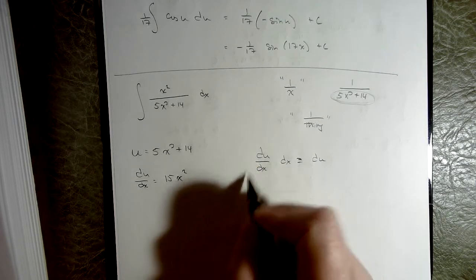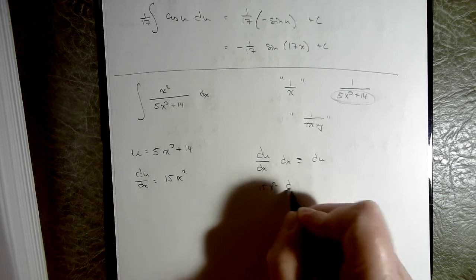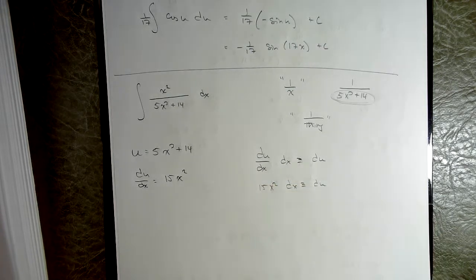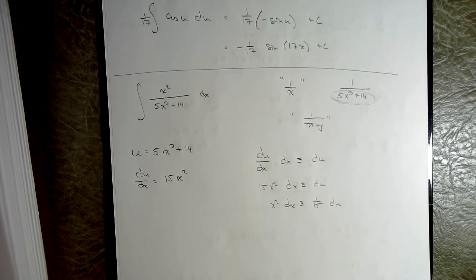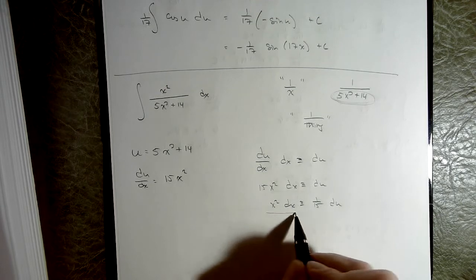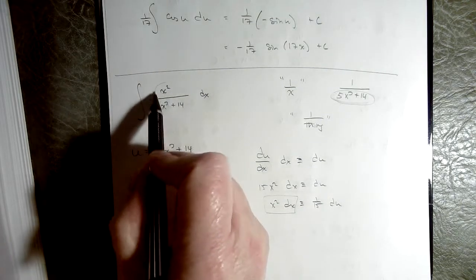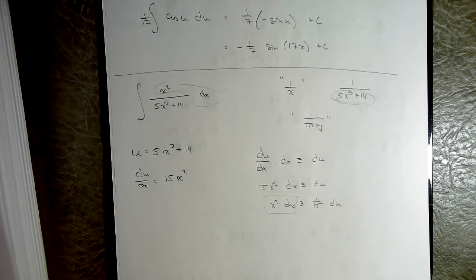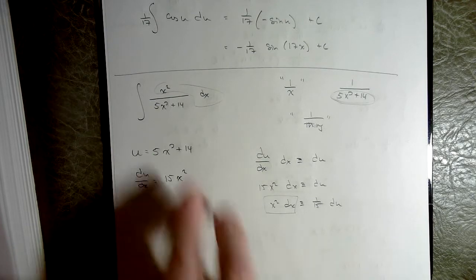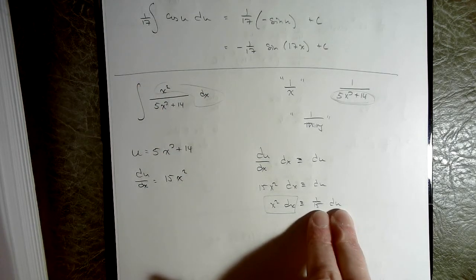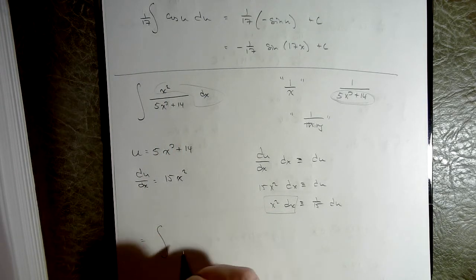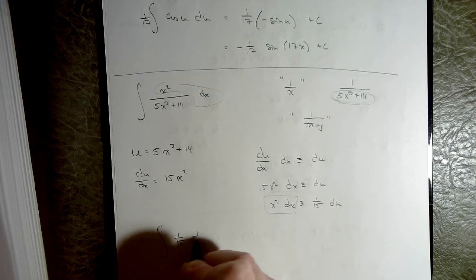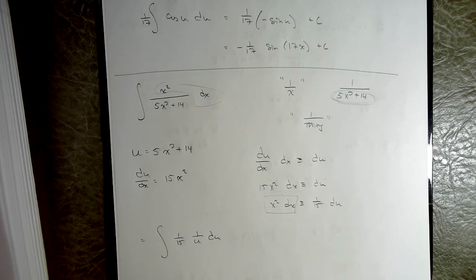Okay, so du dx is 15x squared. Just shut up and do the math, Elizabeth. So x squared dx is 1/15 du. Grand. I've got that. I'm going to swap all that out for 1/15 du, and that's going to be 1 over u. So my integral is 1/15 times 1 over u du.